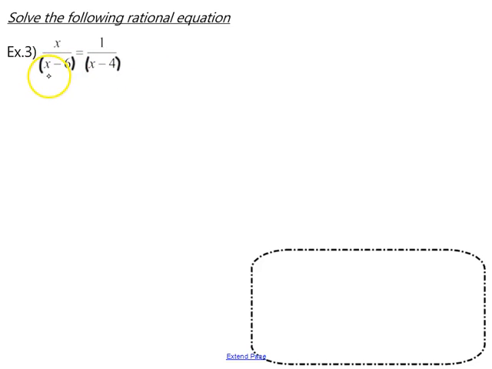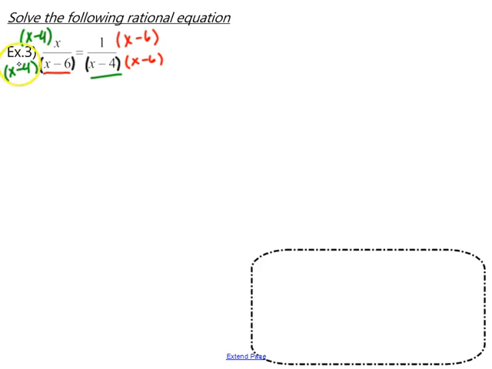And then we need to find that common denominator. This first one has an x minus 6, but the second one doesn't, so we want to multiply the bottom and the top by x minus 6. The second one has an x minus 4, but the first expression doesn't, so we want to multiply the top and bottom by an x minus 4.